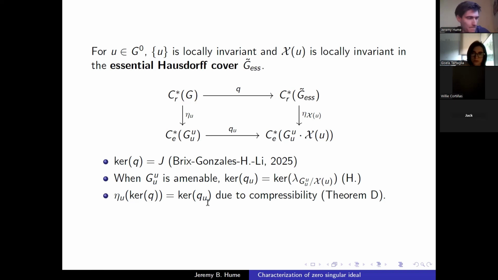Since every finite set in the groupoid is locally invariant, it's kind of interesting: these compressible maps behave a lot like star homomorphisms. So you can think of these étale groupoids as generalizations of residually discrete groupoids, because for every finite set of the unit space, you can reduce your groupoid to that finite set and get a discrete groupoid.